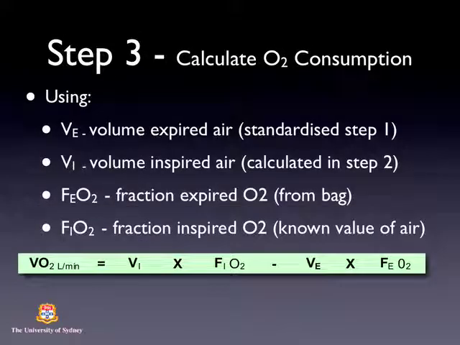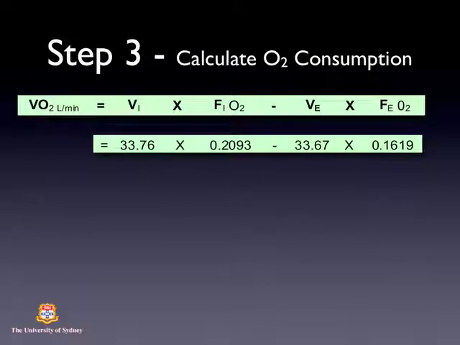So step 3 is calculating O2 consumption, or oxygen consumption. Now step 1 and 2 was just giving us all the information we needed to get to step 3. And what we're really doing here is we're taking the volume of oxygen we inspired and subtracting the volume we expired. And that's the volume of oxygen that stays inside the body during that minute.